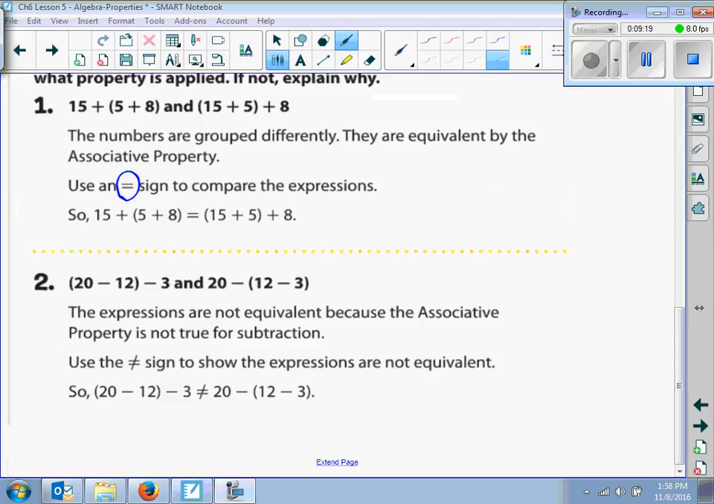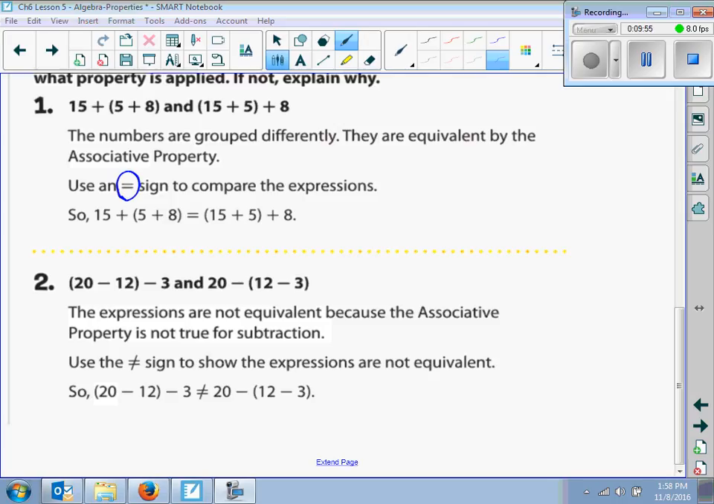Here we have the quantity of 20 minus 12 minus 3, and we have 20 minus the quantity of 12 minus 3. Again, moving the parentheses, what property do we think this is going to be? Associative. Now, if we end up with not an equivalent expression, that means that for this operation, the associative property does not hold. Is everybody clear?